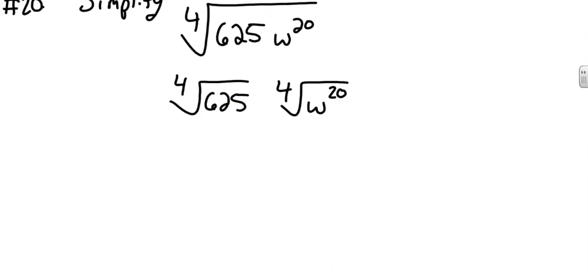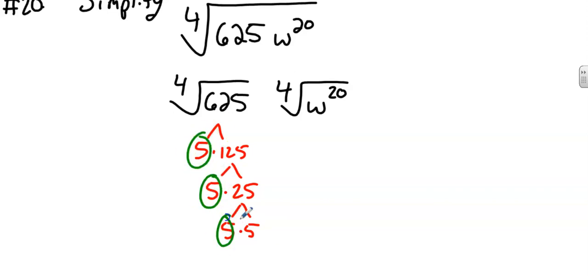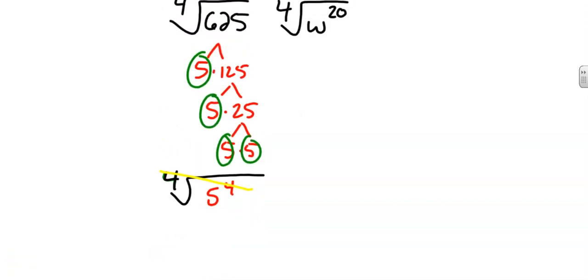If you check 625 and start breaking this thing down, it would be 5 times 125. 125 would be 5 times 25. 25 would be 5 times 5. So that's really the same thing as the fourth root of 5 to the 4th power. And this is where it's similar to the last problem. Your fourth root and your 4th power cancel each other out to just get 5.